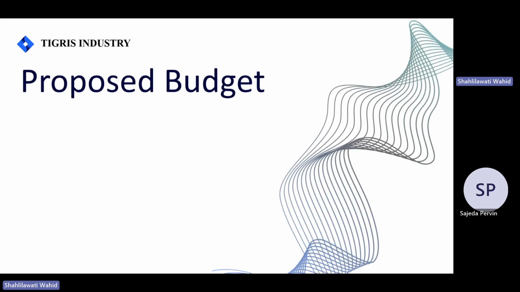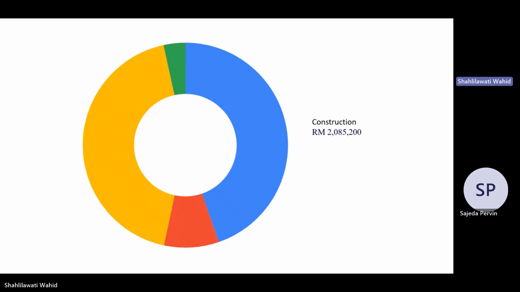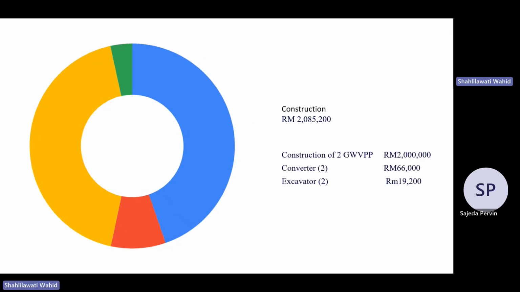And now we will go on to our proposed budget, which will be presented by our CFO, Yu Yang. So for our proposed budget, we'll have a 5 million budget and it's separated into 4 different sections: construction, expenses, consultant, and manpower. For construction, the construction of 2 GWBPP will cost approximately 2 million, and 2 converters will cost around 66,000 ringgit, and the excavator will cost around 19,200.